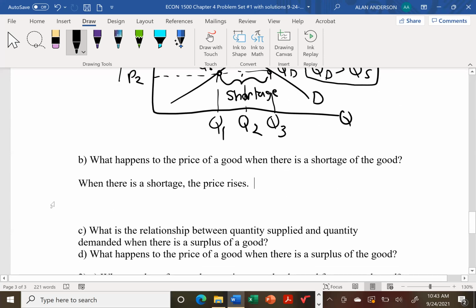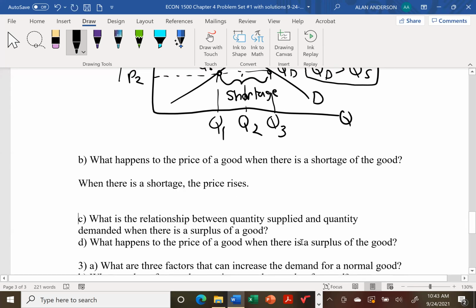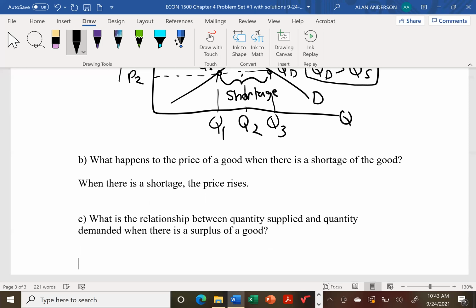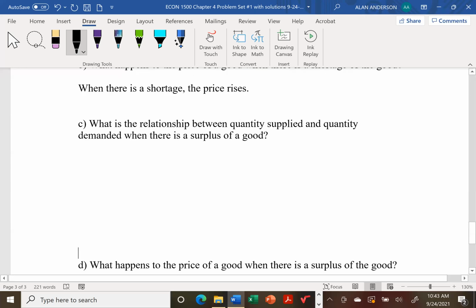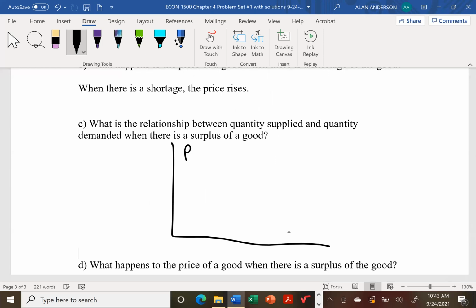All right. Now, how about the case of the surplus? All right. So this is the case where the price is just too high. People aren't buying this product because it's too expensive. So here's our equilibrium.